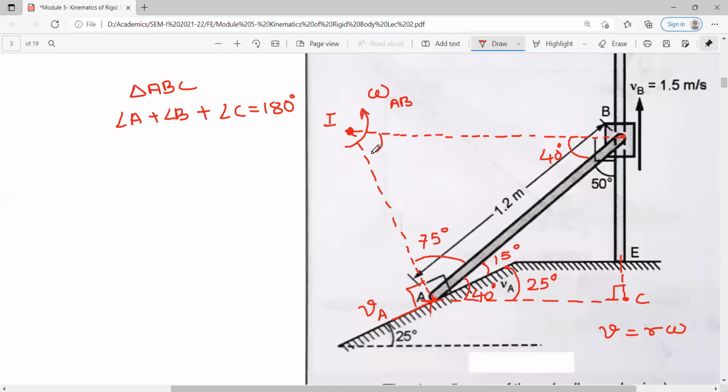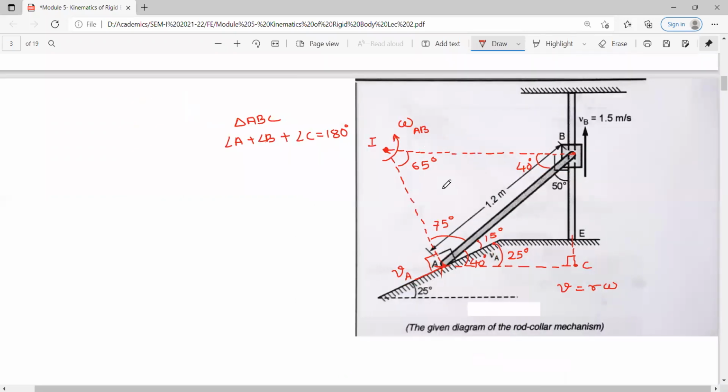So the remaining angle of the triangle IAB, what will the remaining angle be? 180 minus 75, 105, minus 40 degrees. That is giving me this angle to be 65 degrees. Are you getting it? Are you getting how I calculated all the angles? Yes, sir. Okay.